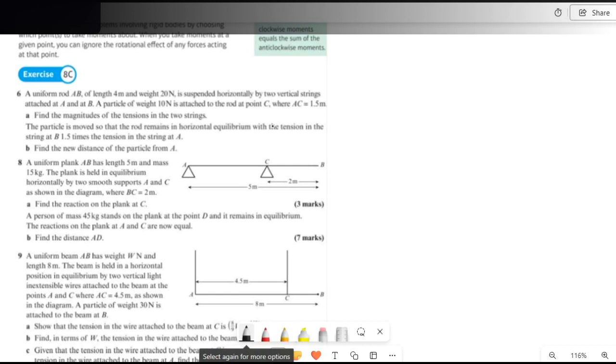The plank is held in equilibrium horizontally by two smooth supports A and C as shown in the diagram, where BC is equal to 2 meters.